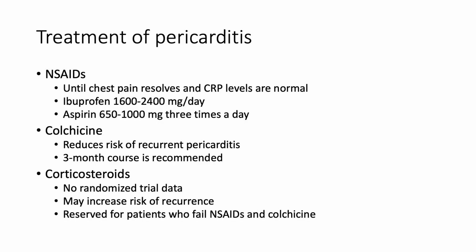Corticosteroids are frequently used for pericarditis, but there's no randomized trial data, and observational studies suggest that they may increase the risk of recurrence. And so typically you're only going to use corticosteroids if patients have failed NSAIDs and colchicine, or they have contraindications to NSAIDs and colchicine, like renal failure.